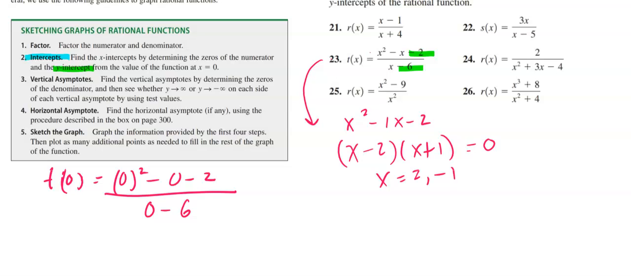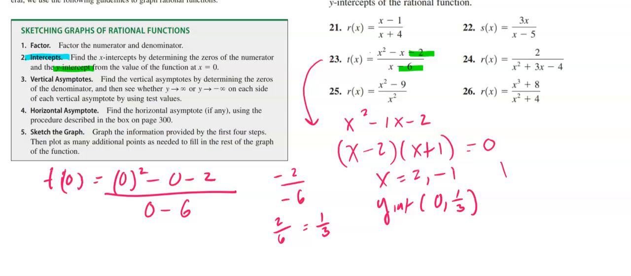So 0 squared is 0, minus 0 is 0, leaving us a negative 2, divided by 0 minus 6, which is a negative 6. Negative divided by negative is positive. 2 divided by 6 can be reduced to 1/3. So in other words, our y-intercept is going to be 0, 1/3.